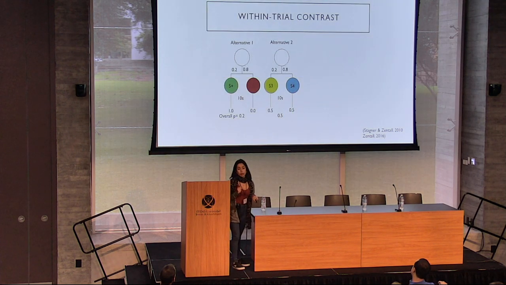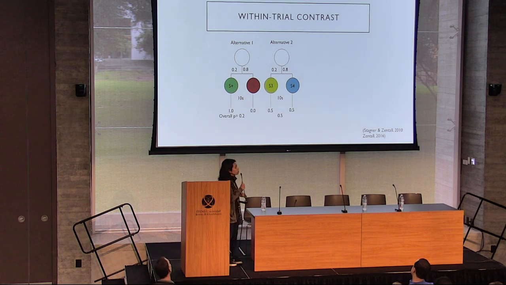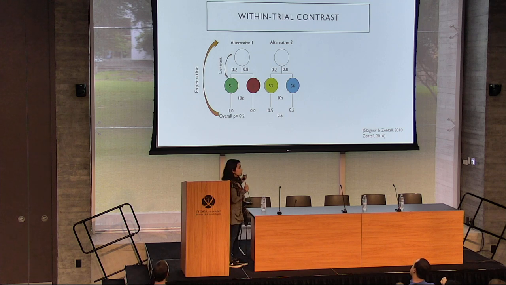So one of the first hypotheses that was introduced, lately, was by Tom Zentall, that is over there. What basically this within-trial contrast approach is saying is that the overall probability of reinforcement, the probability of reinforcement that I can get overall in this alternative, gives me an expectation of what I'm gonna get. When I choose alternative one, I get a contrast if I see the red key, the one that is always reinforced.